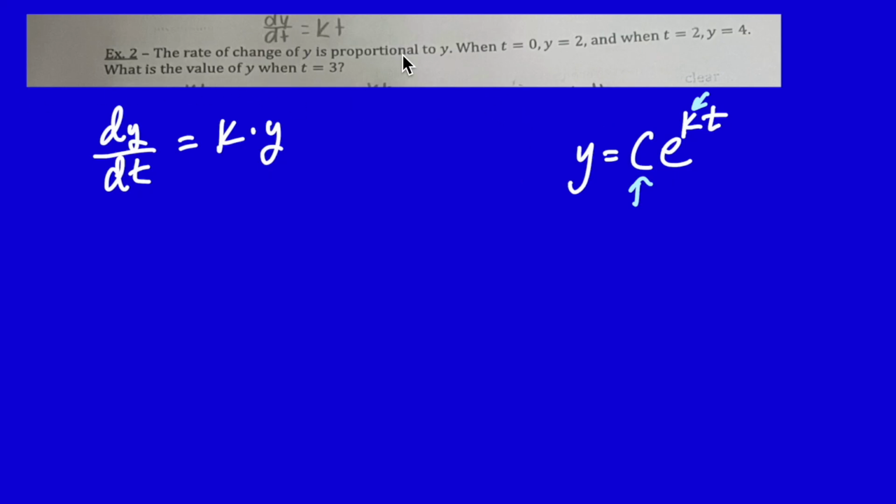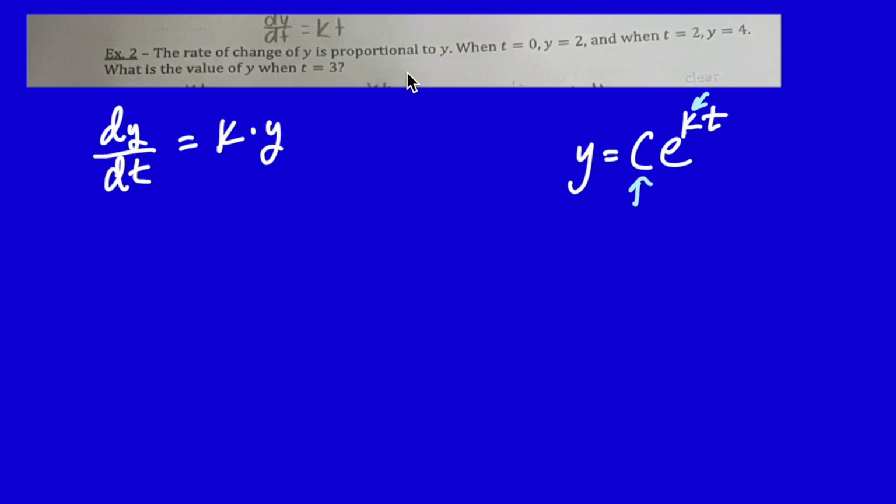So here, the way this works is, when t equals 0, y equals 2. When t equals 2, y equals 4. This is what we're going to use to get the c and the k. And once we have our equation with the c and the k filled in, it doesn't matter what they ask us. So let's go ahead and do that.